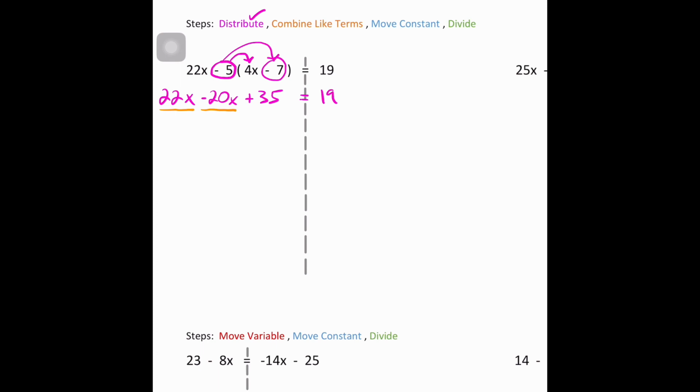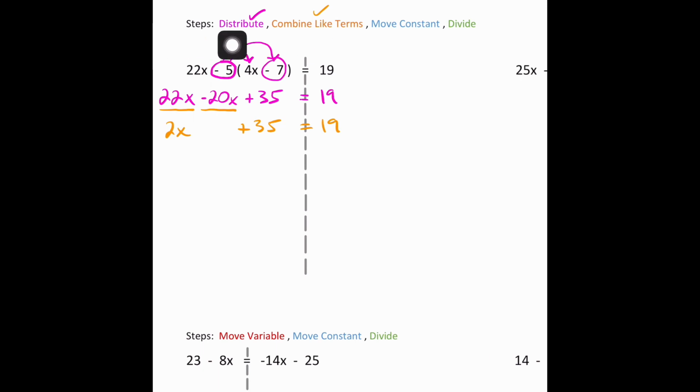All right, so in our calculator, if we do 22 minus 20, we get 2. Don't forget your x. Bring down the big hurt. Bring down your equals. Bring down your 19. Now, step 3 in blue is to move the constant. Sorry, just wanted to check that off the list.